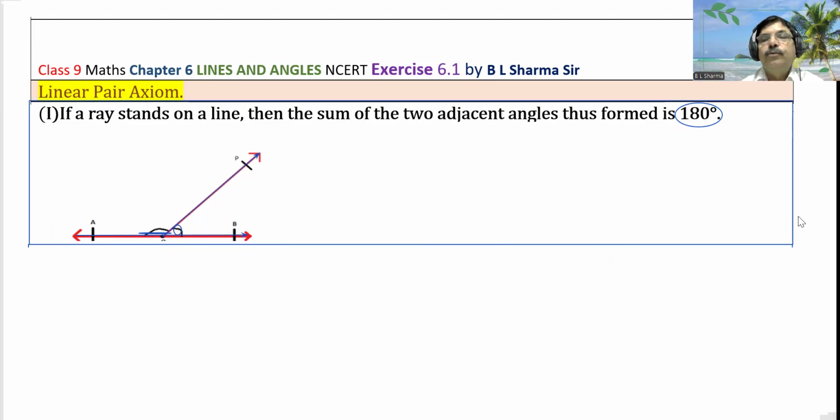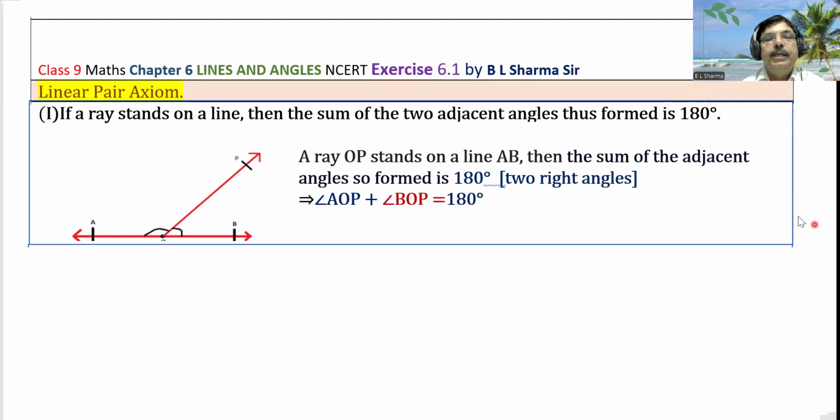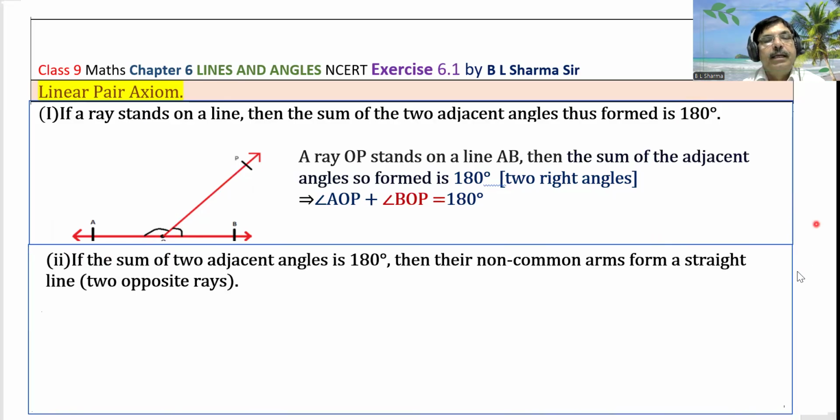So we can write here in this figure, ray OP stands on a line AB, then the sum of two adjacent angles formed is 180 degree, means angle AOP and angle BOP will be 180 degree. Second statement of the same axiom is, say, if the sum of two adjacent angles is 180 degree, then their non-common arms form a straight line, means two opposite rays.